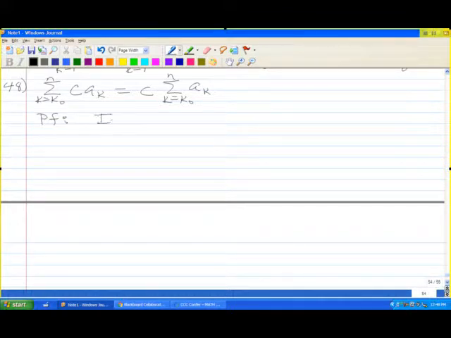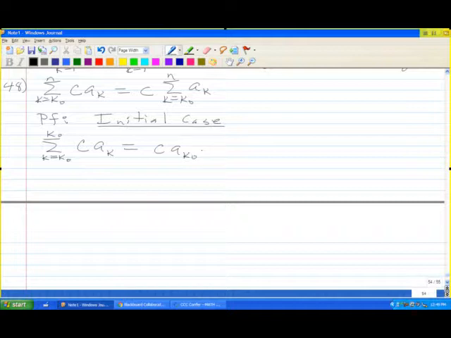So let's do the initial case. The initial case in this case is when k is k sub 0. And so let's show this for k sub 0. I'm going to show that if I replace n by k sub 0, this formula works. Well, plug in k sub 0, so you get a sub k sub 0.